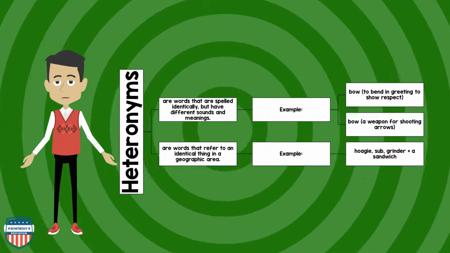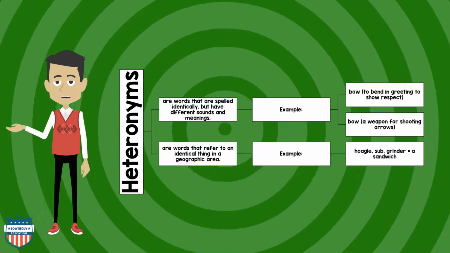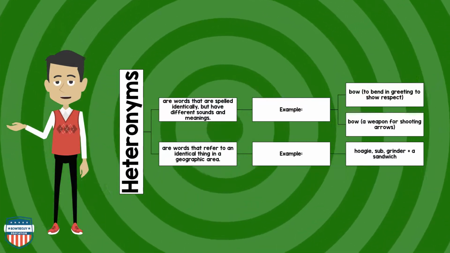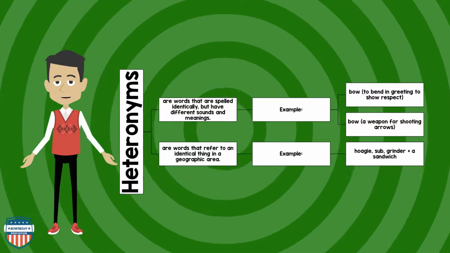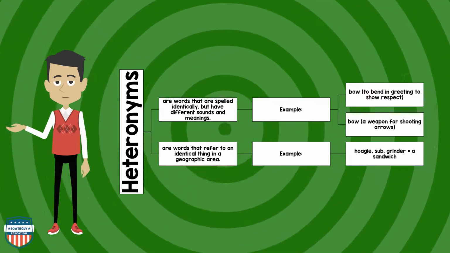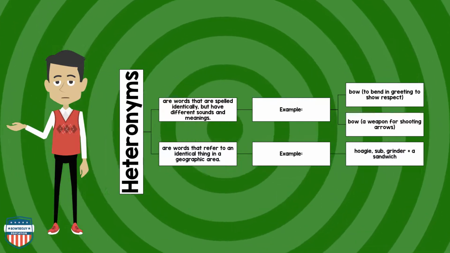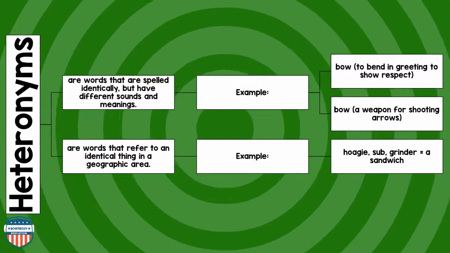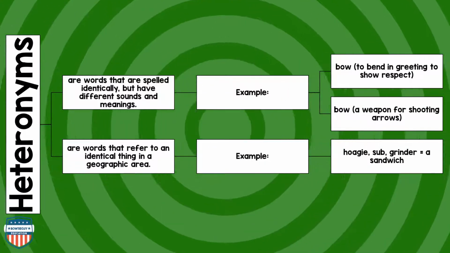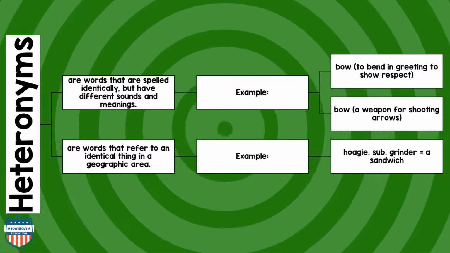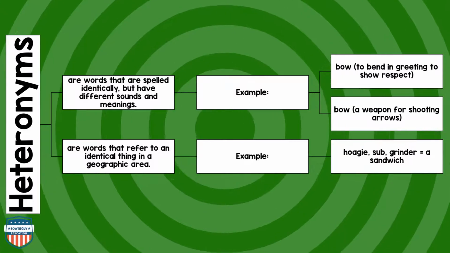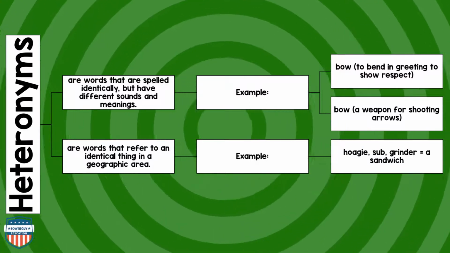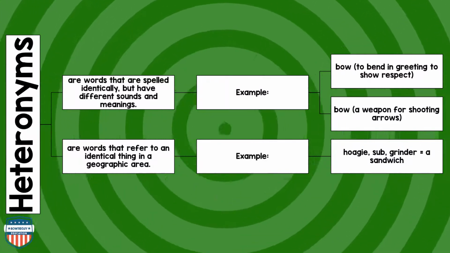What are heteronyms? Heteronyms are words that are spelled identically, but have different sounds and meanings. For example, bow and bow. To bow is to bend in greeting to show respect, and a bow is a weapon for shooting arrows. Heteronyms are also words that refer to an identical thing in a geographic area. For example, have you ever heard of a hoagie? What about a sub? What about a grinder? Well, they're all three the same thing. They're nothing more than a sandwich.